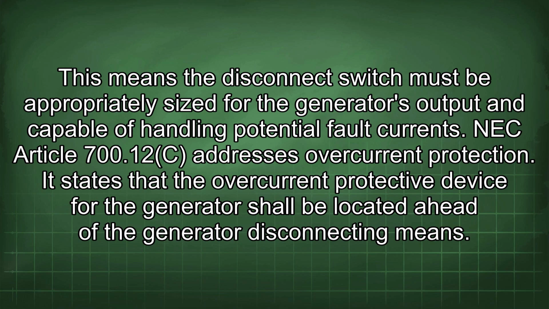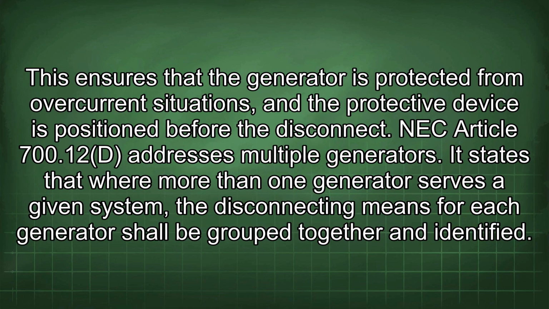NEC Article 700.12c addresses overcurrent protection. It states that the overcurrent protective device for the generator shall be located ahead of the generator disconnecting means. This ensures that the generator is protected from overcurrent situations and the protective device is positioned before the disconnect.